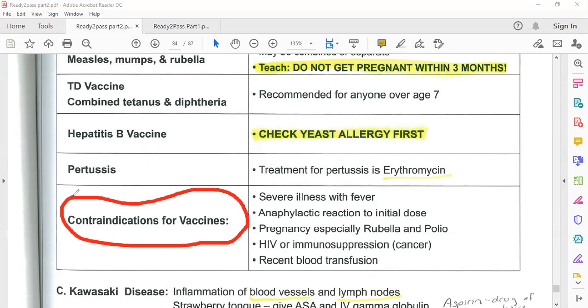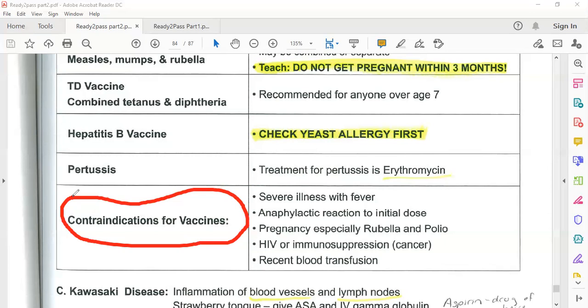So vaccine, follow me please. Vaccines are not contraindicated for the common cold or minor illness, but for some medical conditions vaccines are contraindicated. What are these medical conditions?